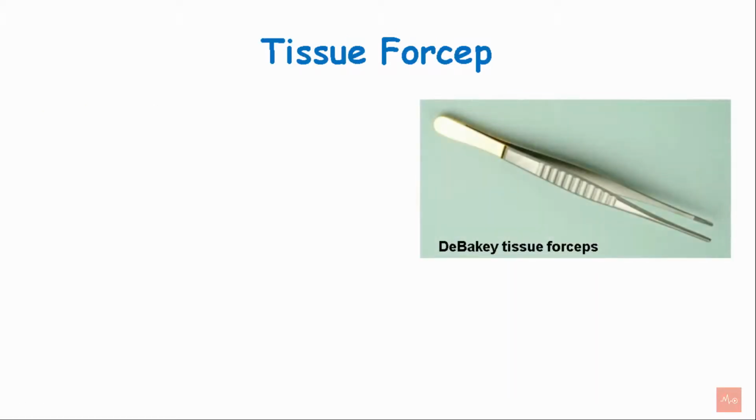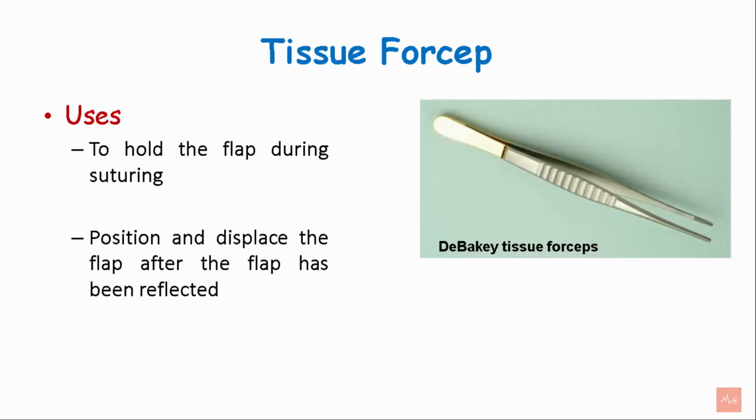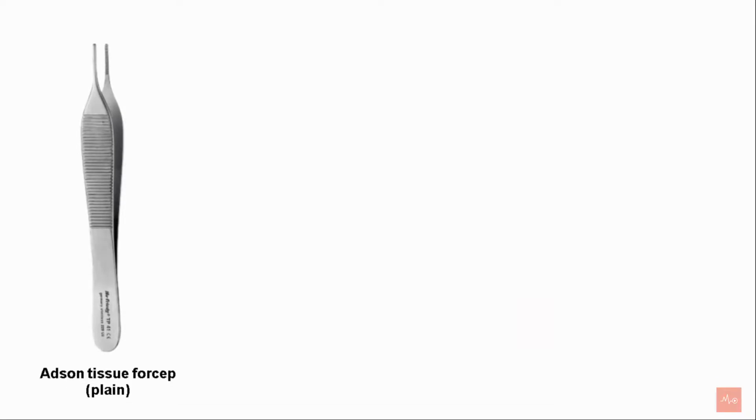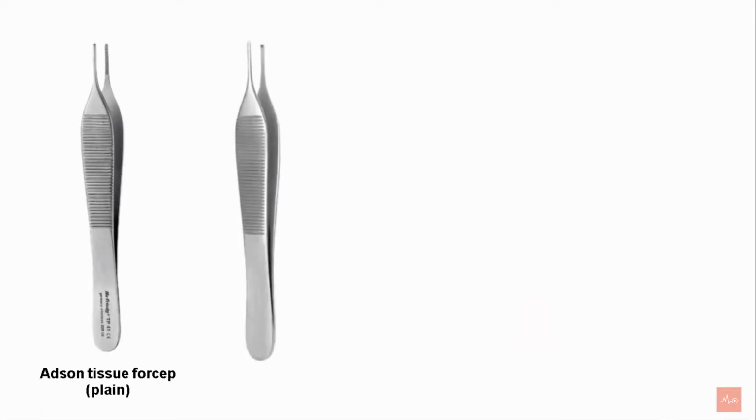Tissue forceps. DeBakey tissue forceps are most commonly used in periodontal surgery. These are used to hold the flap during suturing. They help in repositioning and displacing the flap after the flap has been reflected. They are available as Addison's tissue forceps, which is plain, or it can also have a tooth end.